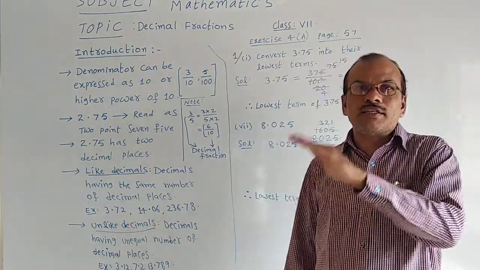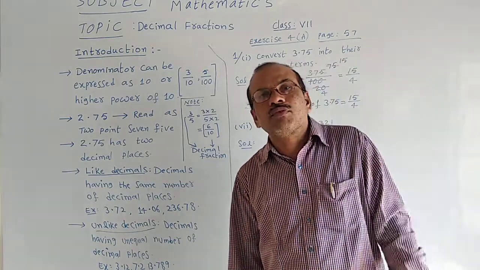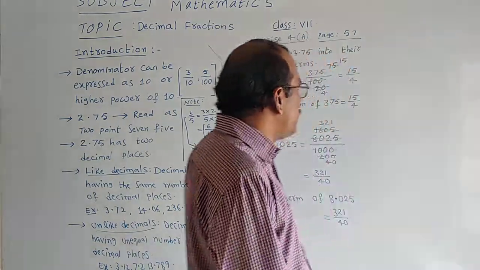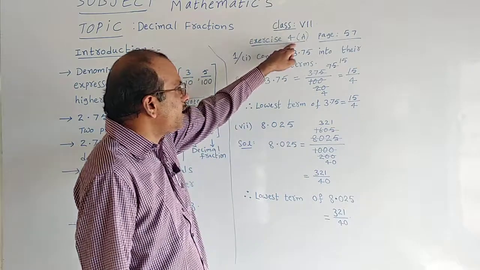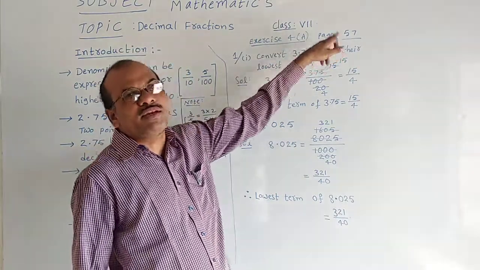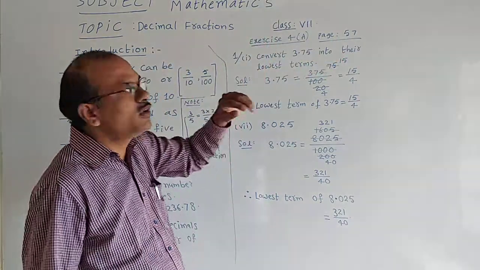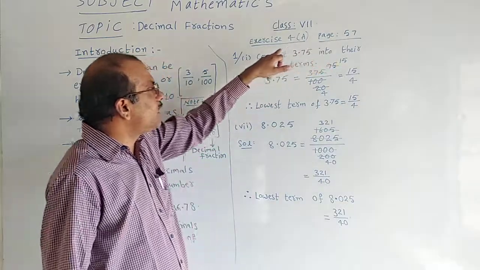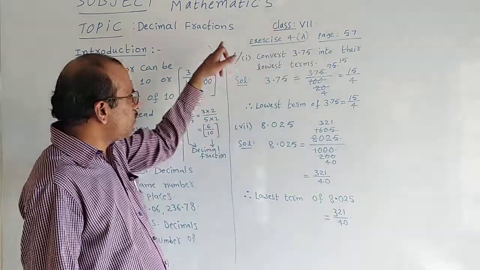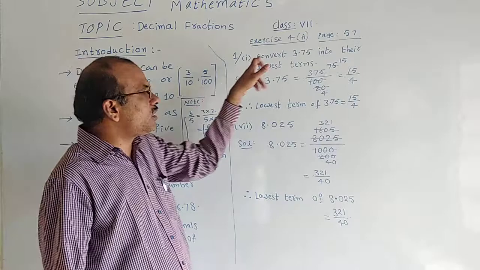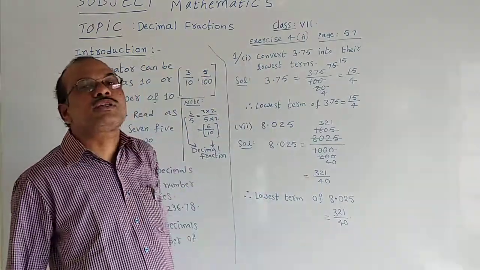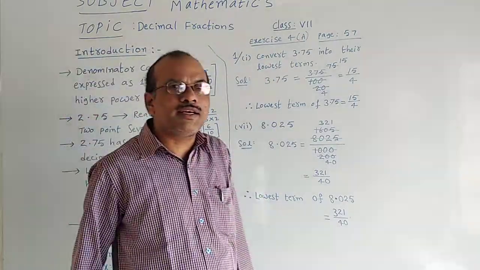Based on this knowledge, we will come to know the sums from exercise 4A on page number 57. All of you open the textbook, page 57. In that exercise 4A, we are going to discuss now. First question, first bit. I have written the question there to make it more clear.